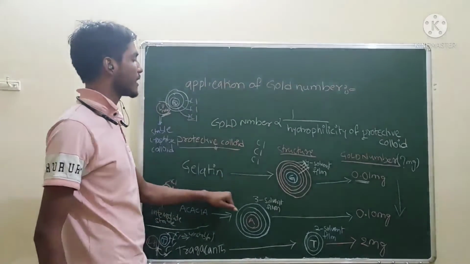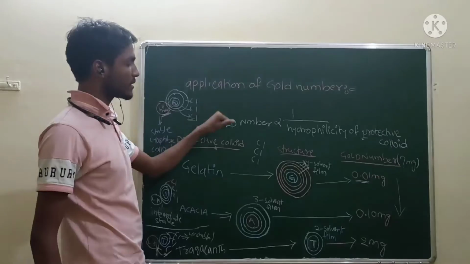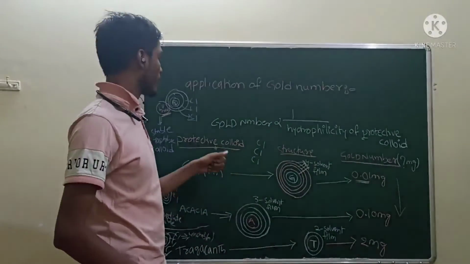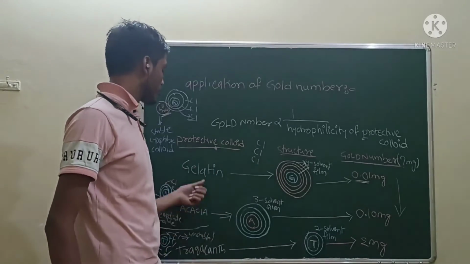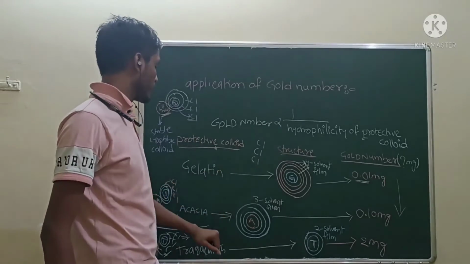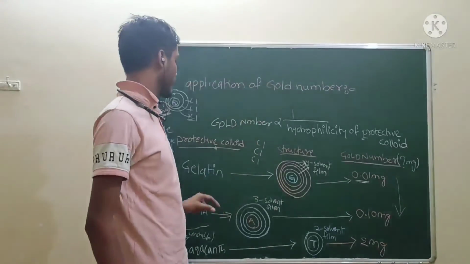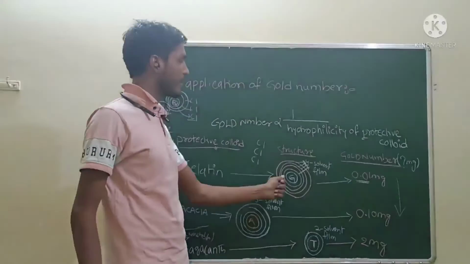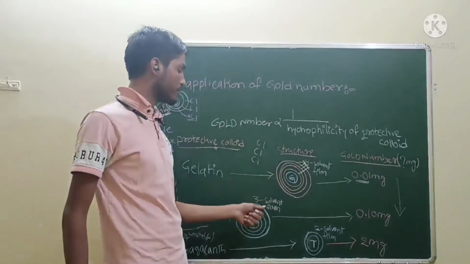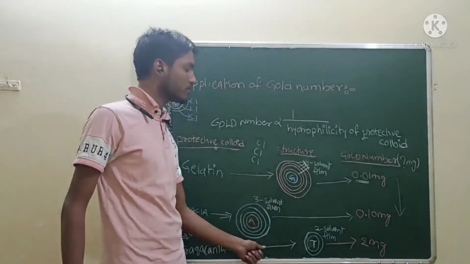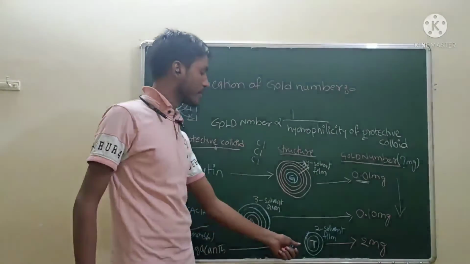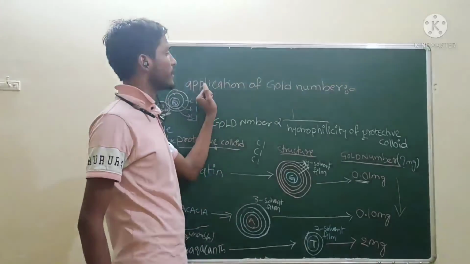So in the case of gold number, we are determining the power of protective action. Which compound has more power to protect the gold solution, which colloid has more protective action, we can conclude from the gold number. So finally we have concluded that gelatin has more protective action on the gold colloidal dispersion compared to acacia, compared to tragacanth. This is about the application of gold number.